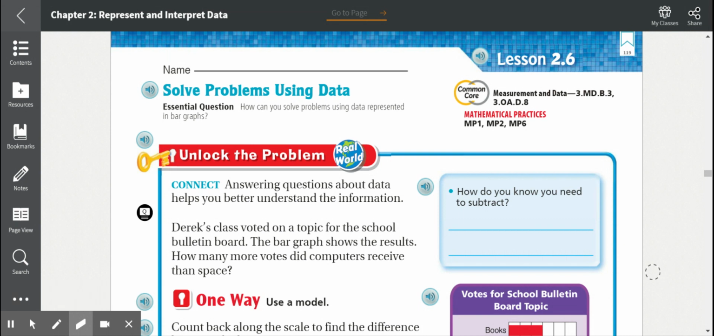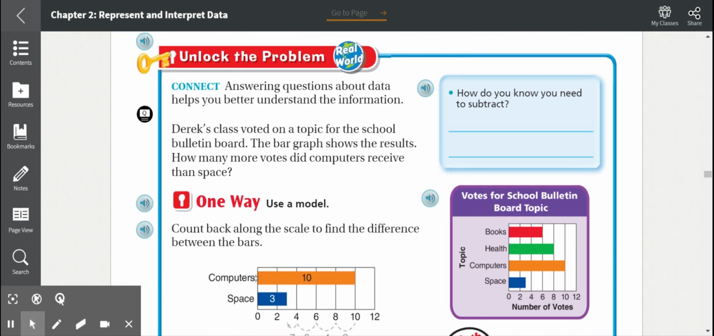We are on lesson 2.6. It starts on page 119, and it is called Solve Problems Using Data. How can you solve problems using data represented in bar graphs? So we're going to be using bar graphs to answer questions.